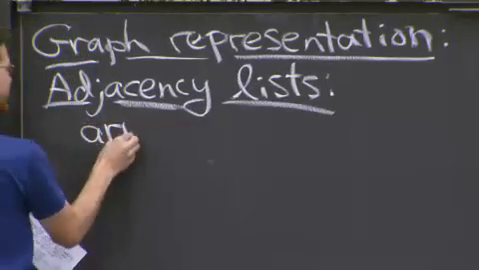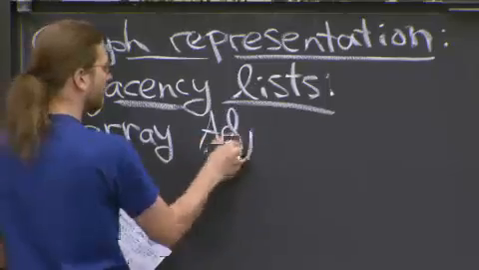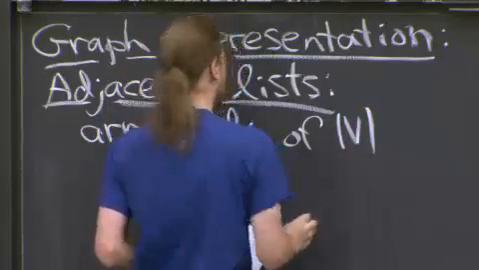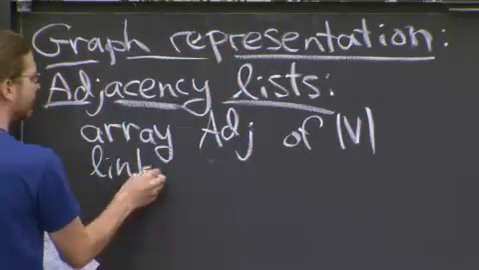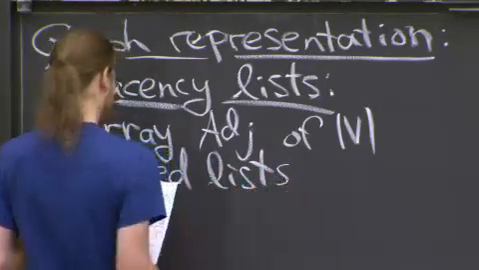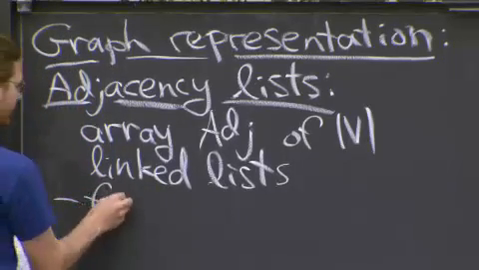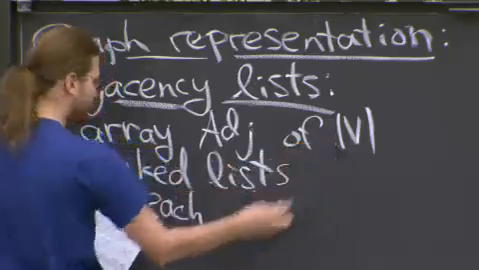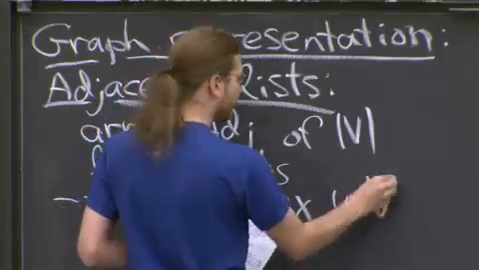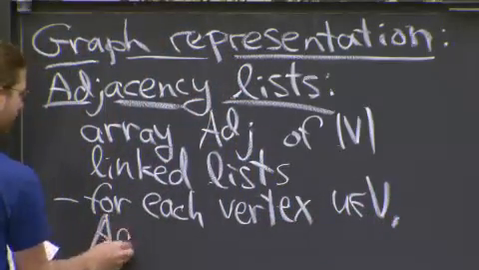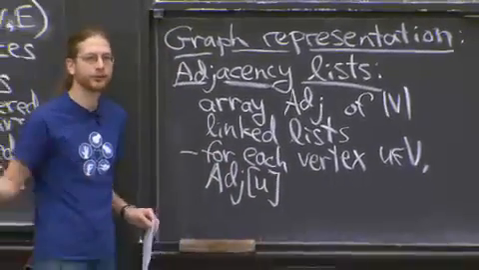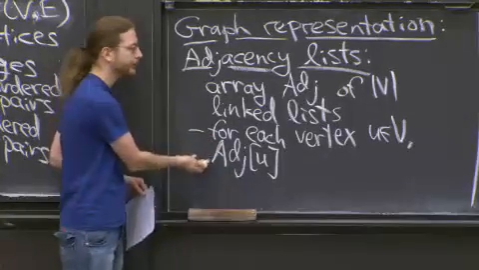So the idea with an adjacency list is you have an array called ADJ for adjacency of size V. Each element in the array is a pointer to a linked list. And the idea is that this array is indexed by a vertex. So we're imagining a world where we can index arrays by vertices. So maybe you just label your vertices 0 through V minus 1. Then that's a regular array.